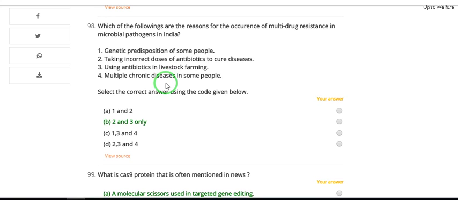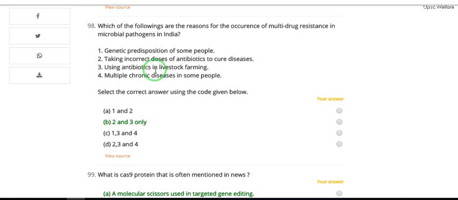Now 98. Which one of the following is a reason for the occurrence of multi-drug resistant microbial pathogens in India? So see here, the question is asking for the reason. For example, whatever antibiotic you are consuming for the treatment of any bacterial infection, as we know, if that is not effective, if it does not kill that bacteria because it doesn't impact that bacteria, that will be called, of course, resistance.